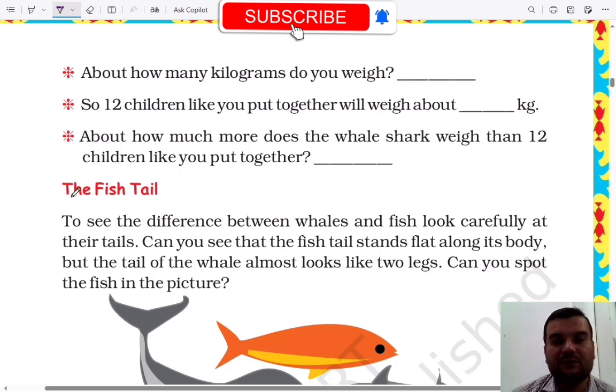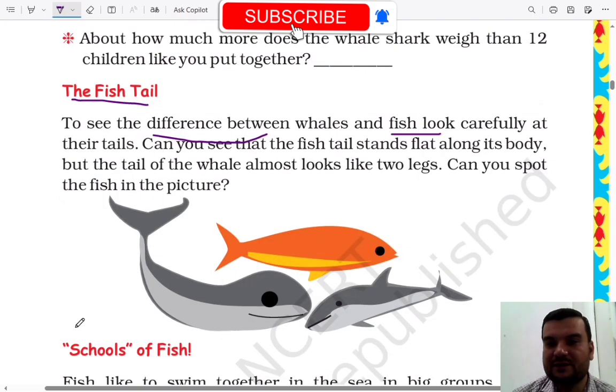The fish tail. You can see that fish tails stand flat along the body, but the tail of the whale almost looks spot the fish in the picture. Okay, so as you can see, these are the whales, and this is the fish.